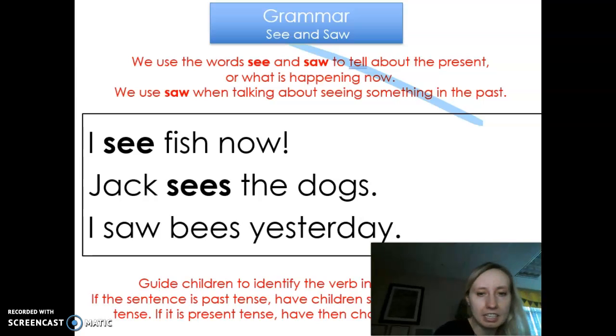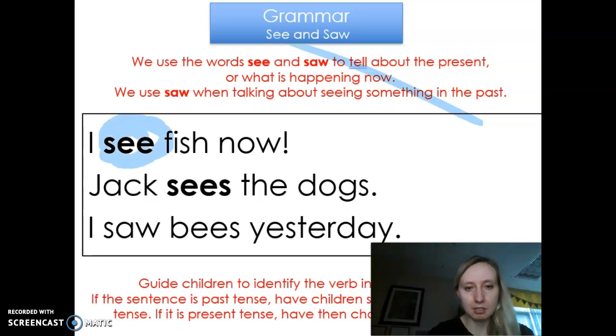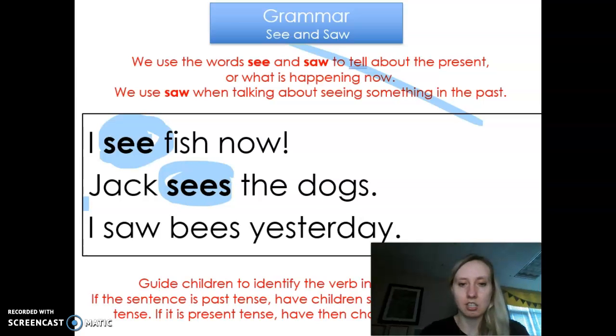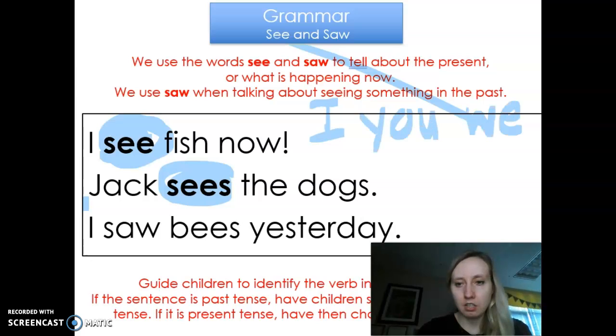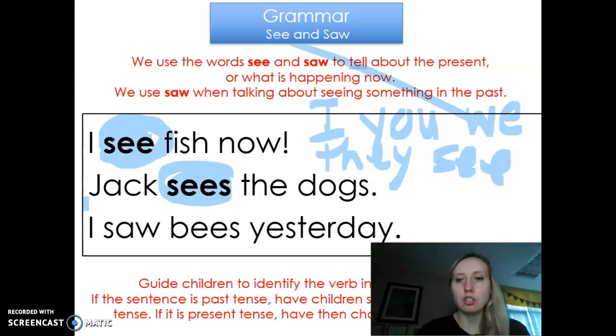So, I see fish now. I'm seeing them right this minute, see. But then if I'm talking about Jack, I'd say Jack sees the dogs. I wouldn't say Jack see the dogs. Okay, so when I say I, you, we, they, I say see. I see, you see, we see, they see. When I'm talking about a name or he or she, he sees, she sees, Jack sees.